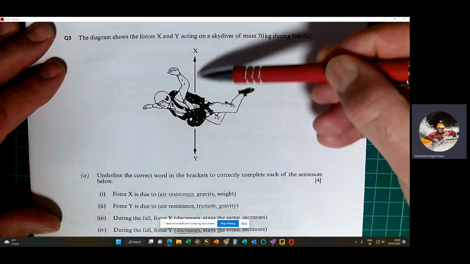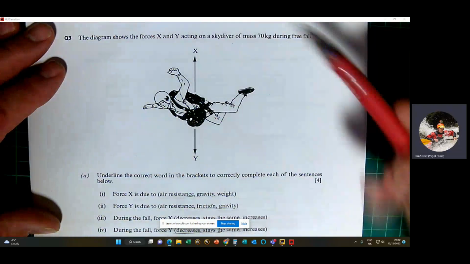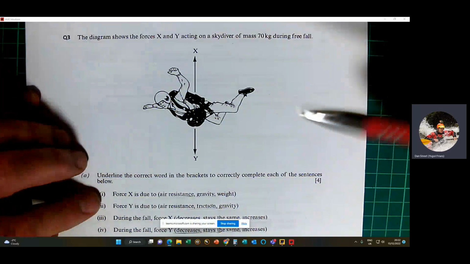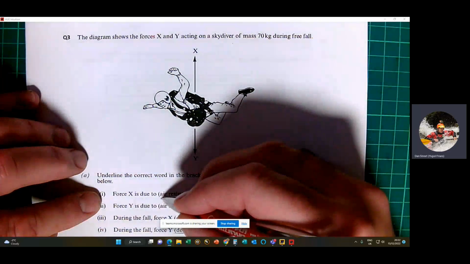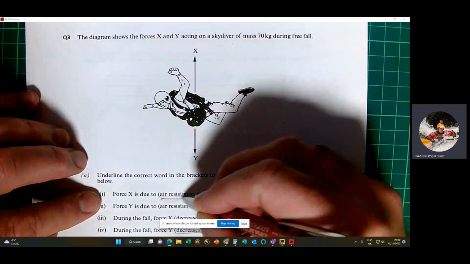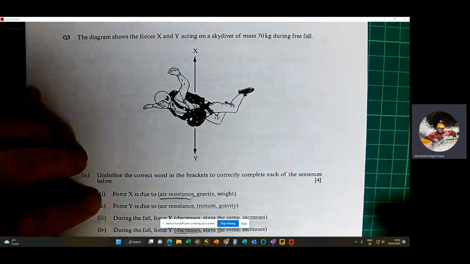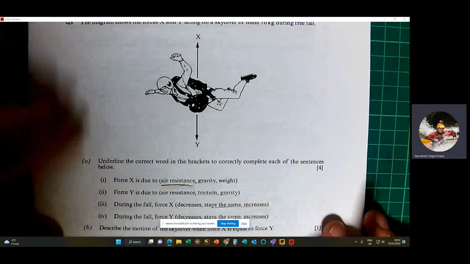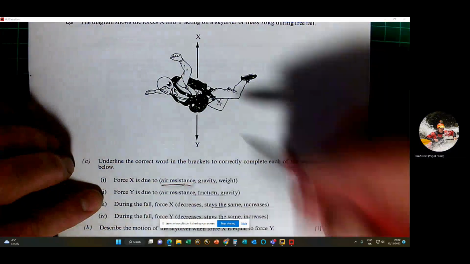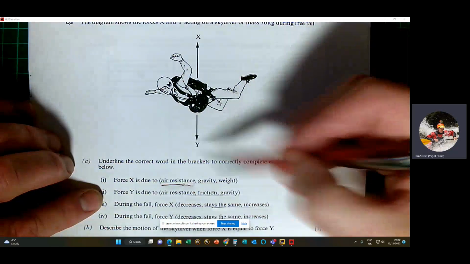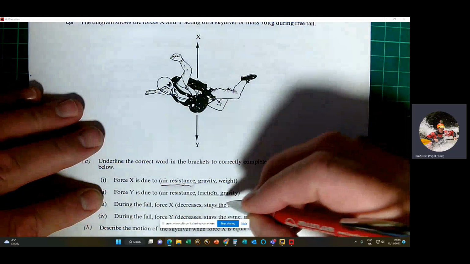So force X, which is going against the direction of travel, is due to air resistance, okay, which will increase as the parachutist gets faster and faster. Force Y is the force that's bringing the parachutist to the ground, and that is gravity.